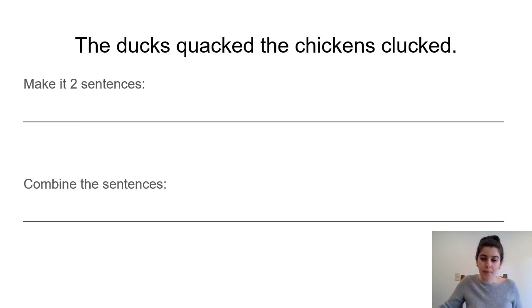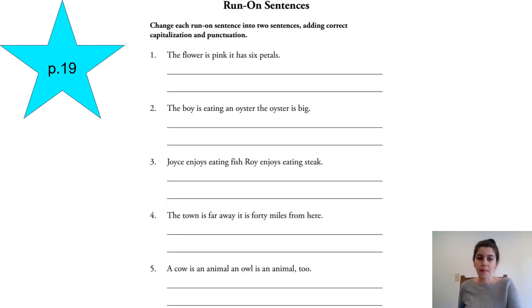All right, let's take a look at our worksheets for some examples. You're going to find this on page 19 of your packet. The instructions tell us to change each run-on sentence into two sentences. So this is doing the first method. For each of these one sentences, we're going to turn it into two sentences. So for each one, I should see two capital letters and two periods.